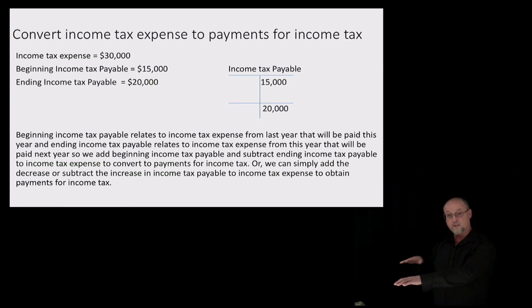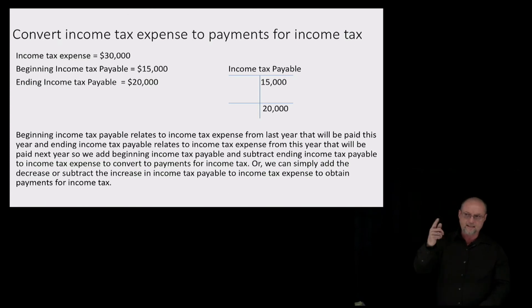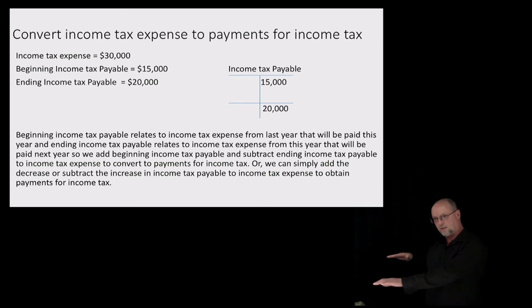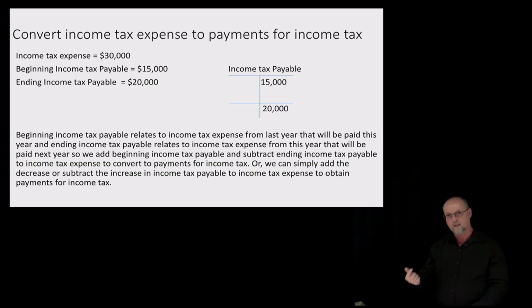So it's included in income tax expense. It's going to get dispersed next year. So I would add the beginning balance, I would subtract the ending balance. Or if you just want to look at increase or decrease, since it increased by $5,000, debit income tax expense, credit income tax payable, the increase would be included in income tax expense, but it wasn't a disbursement, so we would subtract the increase, or we would add the decrease to income tax expense, excuse me. Okay, so we've just converted these 5 numbers from accrual basis to cash basis.